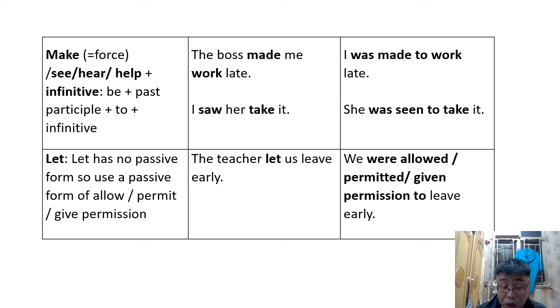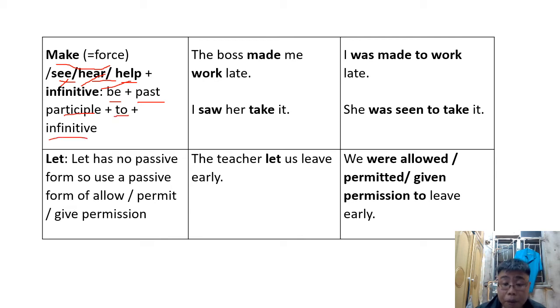There are two more categories of using modal verbs. The first one is make, make somebody, see, hear, help, or other verbs. And then in this case, see, hear, and help are infinitive. That means you should not add s, es, or ed after these infinitives. And the form is be, past participle, to, and infinitive.